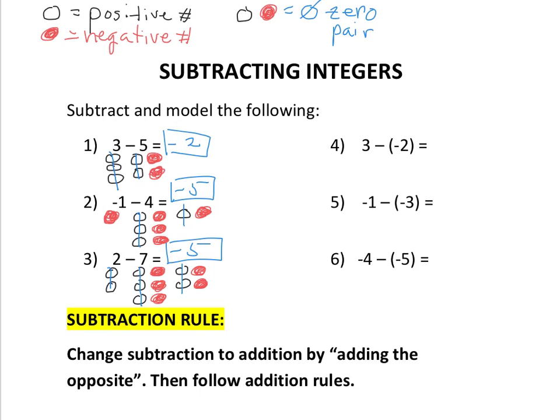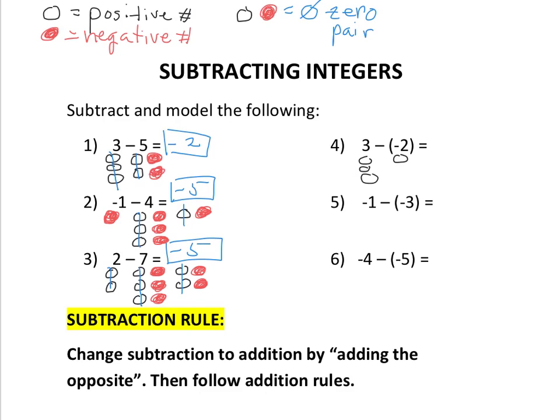Let's look at number 4. So this time we start with 3 positive counters to represent that positive 3. And then we have to take away 2 negative counters. Well, I have 3 positive counters. I have to take away 2 negative counters. I have none. I don't have any negative counters. So if I want to get 2 negative counters here so that I can take them away, I'm going to have to add 2 0 pairs to get those 2 negative counters.